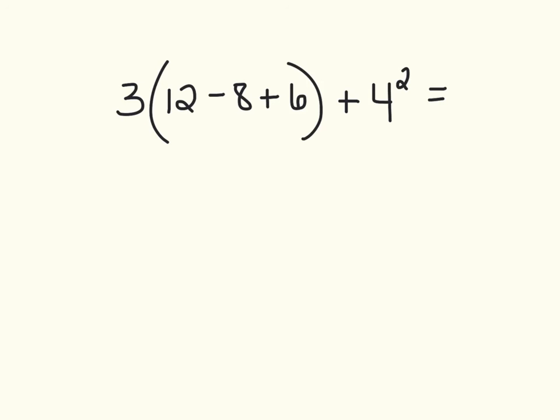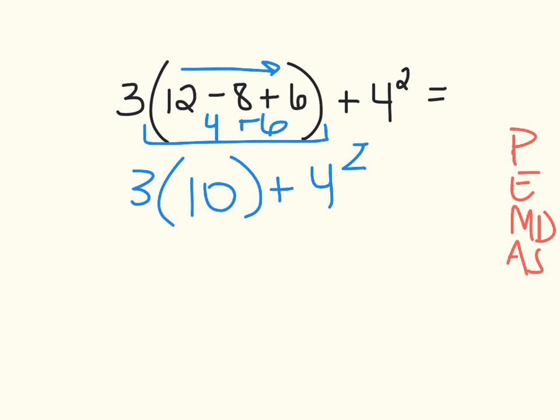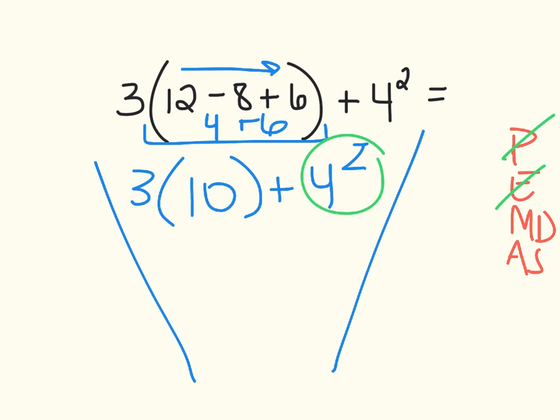Next example, once again, PEMDAS. I do have parentheses. Within my parentheses, I have addition and subtraction. I am just going to work from left to right. So I'm going to rewrite this. 3 times 12 minus 8 is 4, and 4 plus 6 is 10. Once again, I am funneling down. Next step, I don't have any more parentheses. I have exponents. 4 squared is the same as 4 times 4, which is 16.